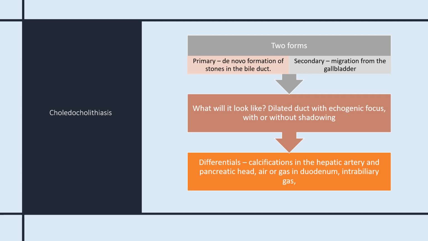Okay, so what it's going to look like are dilated ducts with echogenic focus that may or may not have shadowing. Sometimes they're too small to shadow. The differentials, or the other things that it might be, are calcifications in the hepatic artery, pancreatic head, or air or gas in the duodenum, or intrabiliary gas.